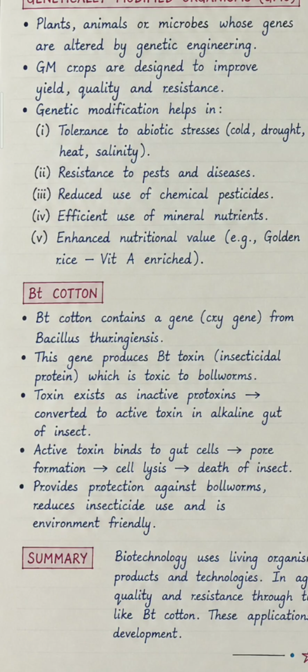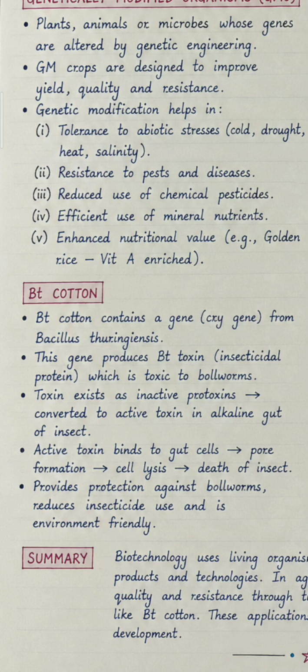Bacillus thuringiensis forms protein crystals during a particular phase of its growth. It is very important to note that it is a particular growth phase, not a different growth phase. And these crystals contain a toxic insecticidal protein.